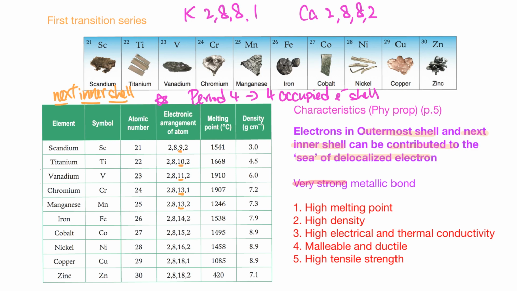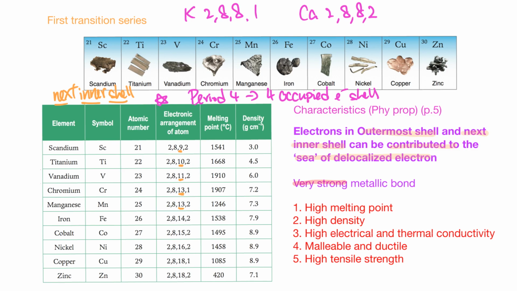More delocalized electrons will give high electrical conductivity and high thermal conductivity, and because of the strong metallic bond, they are not easily broken down, so they will be more malleable and ductile. And also because of the strong metallic bond, the tensile strength will also be very high. So these are the reasons why it has these kinds of properties.